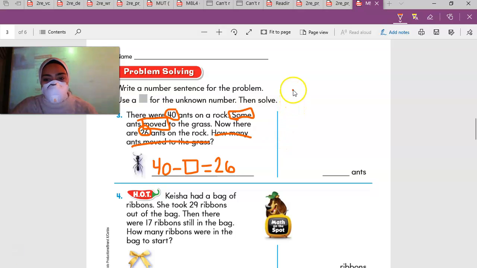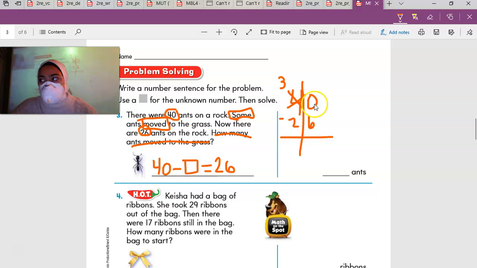Okay, so now we're going to do 40 take away 26, elevator, escalator. 40 take away 26 and see what our answer is. Can I take 0 away from 6? No, 0 is smaller than 6. You have to regroup. 4 becomes a 3, and 0 becomes a 10. 10 take away 6 is 4. And 3 take away 2 is 1. So how many ants? 14 ants moved to the grass.